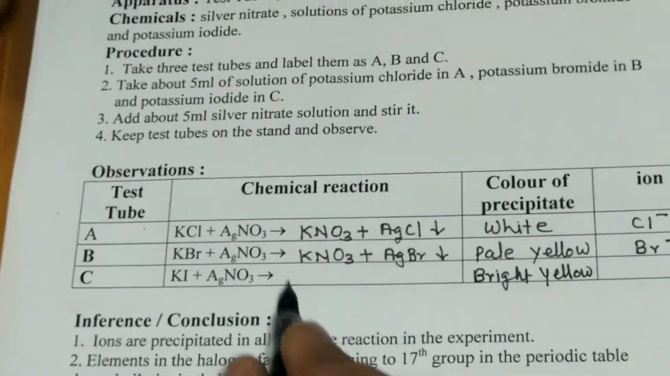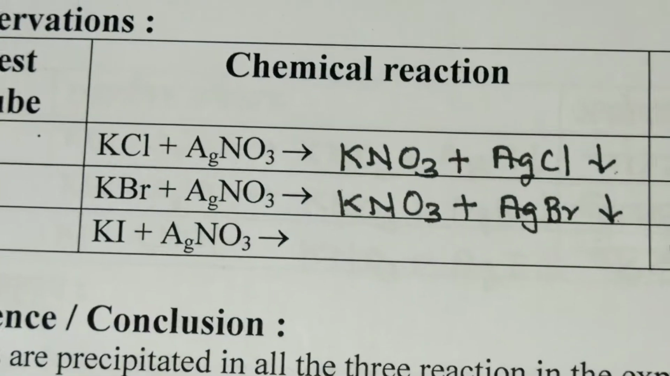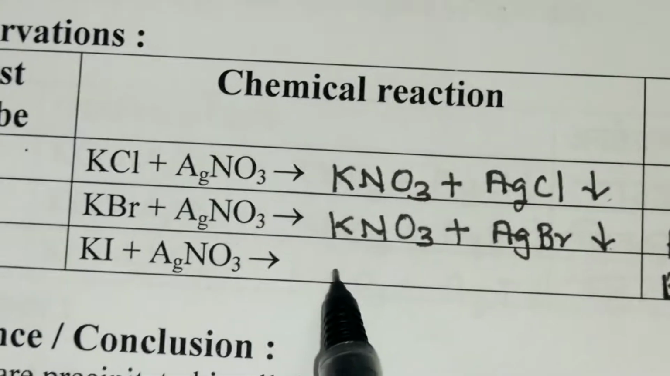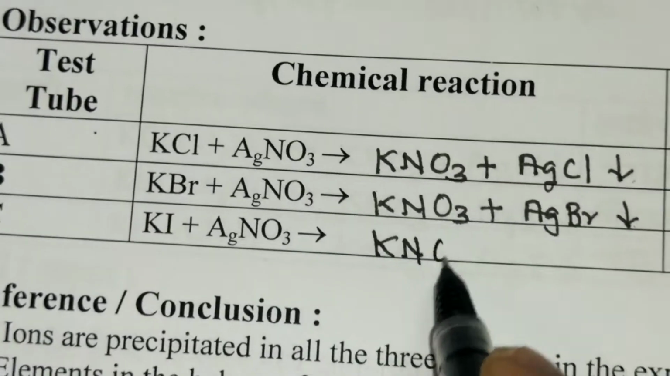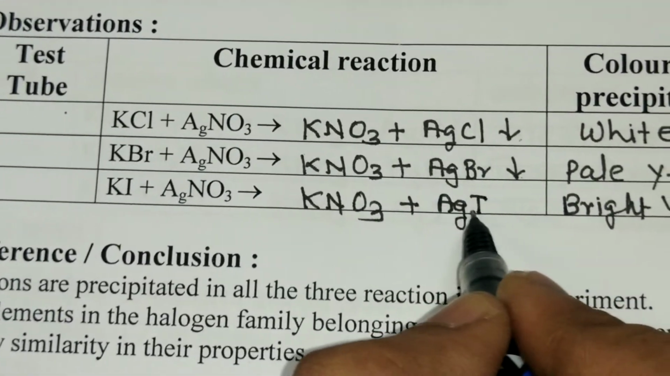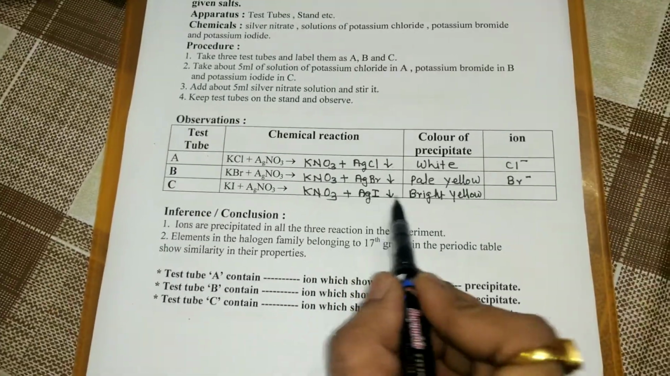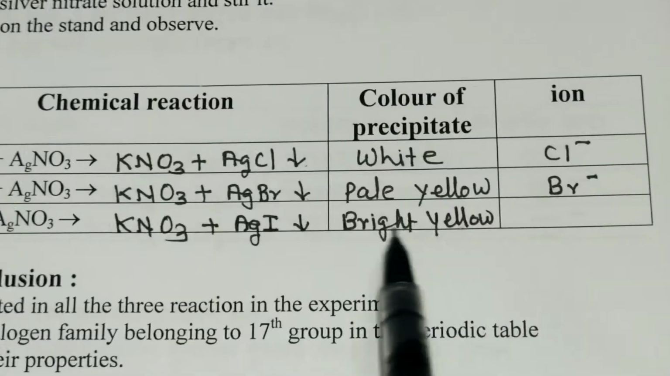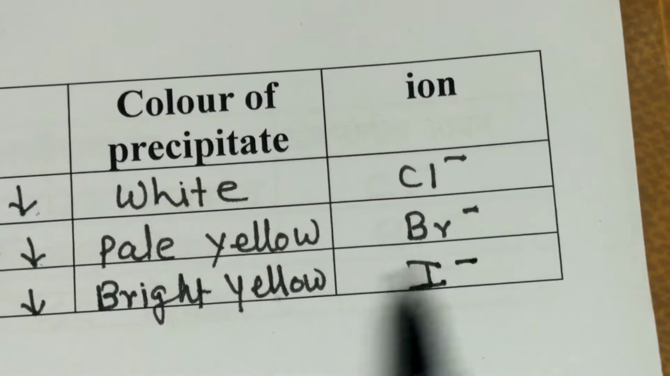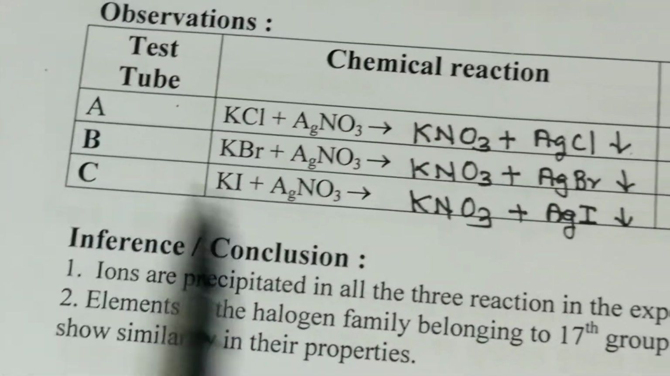The color of precipitate is bright yellow. The reaction of silver nitrate with the solution present in test tube C, that is potassium iodide: we obtain potassium nitrate and a precipitate of silver iodide is formed. The color of this silver iodide precipitate is bright yellow, and this bright yellow precipitate indicates that iodide ion is present in the solution given in test tube C.